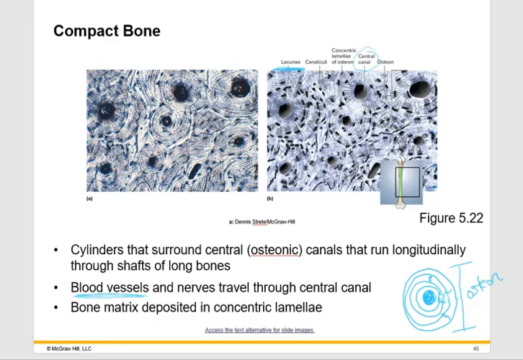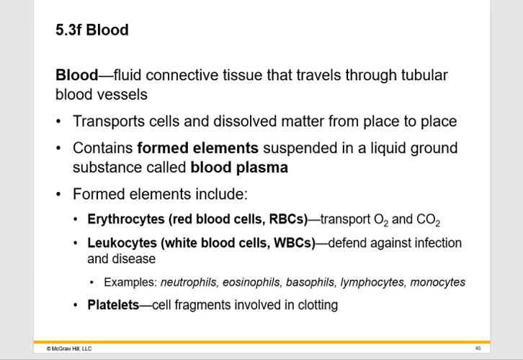One more connective tissue to learn, and that is blood. Blood is our fluid connective tissue that travels through our blood vessels. Inside of our blood, we have erythrocytes. Those are our red blood cells. Leukocytes are our white blood cells. And then platelets are cell fragments.